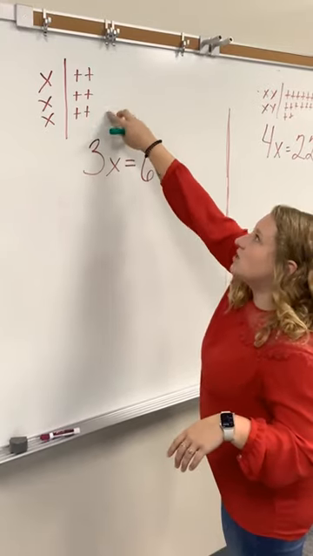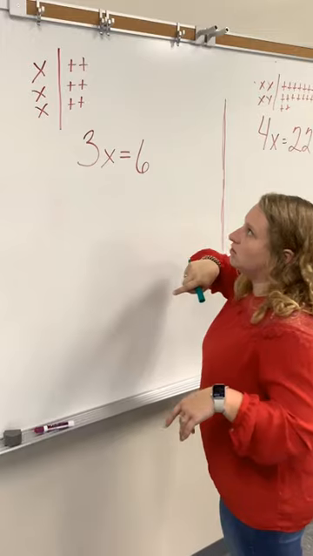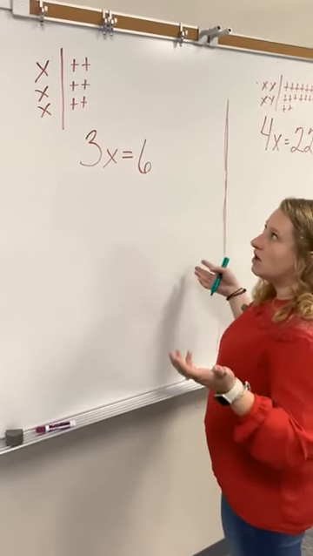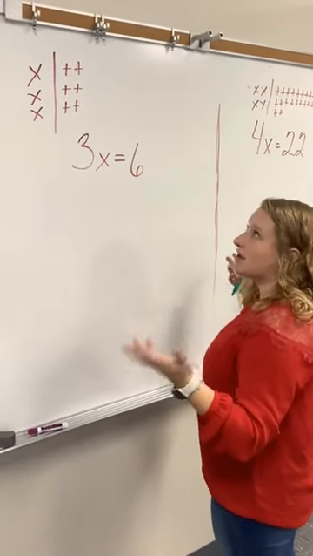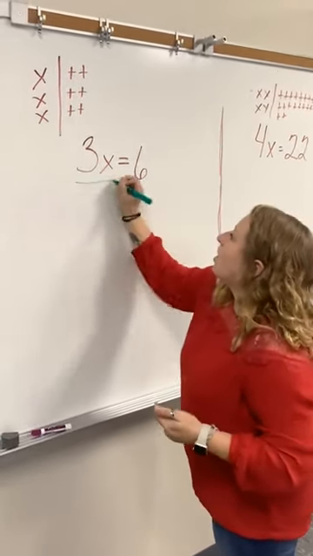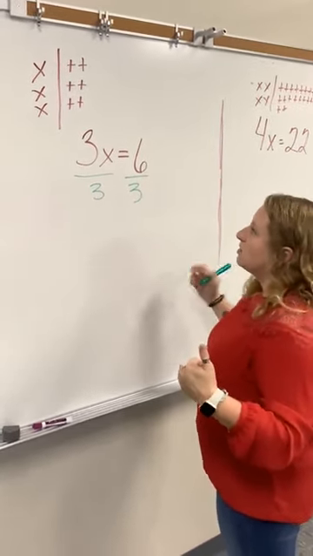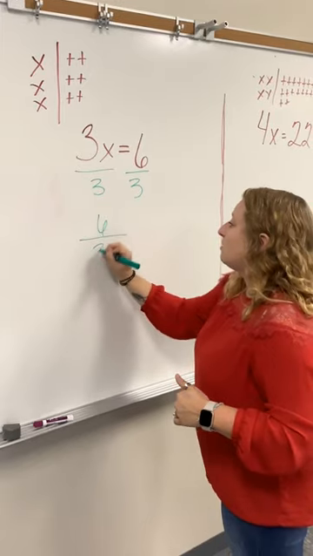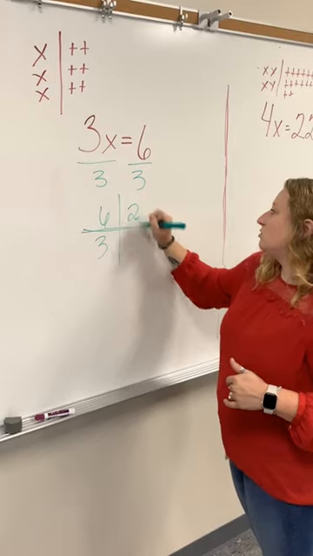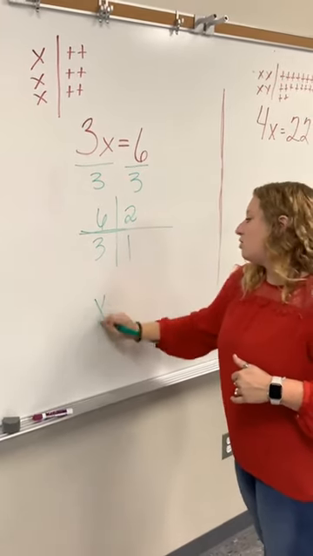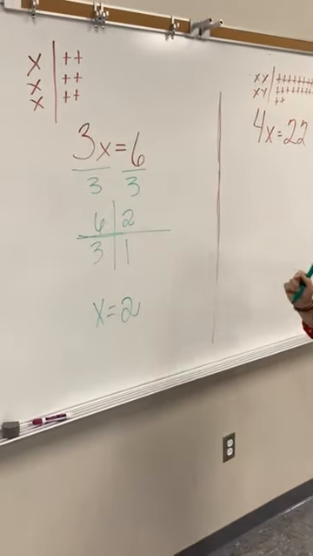So with my representation, I can see, hey, I have these 6 units that I need to equally share to each x value, because my goal when solving an equation is to find the value of the unknown variable. One of the ways we can do this is by isolating our variable. And so understanding that I need to divide both sides into 3 groups, I see that 6 divided by 3 can be simplified to 2 over 1. So my value of x is equal to 2, because 2 is the value that makes that equation true.